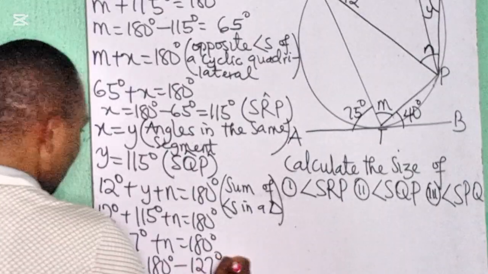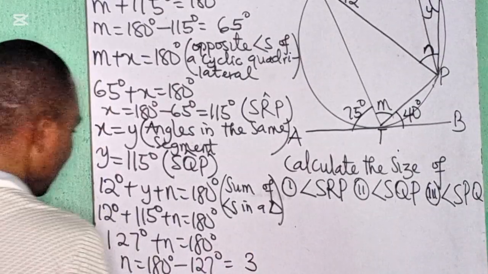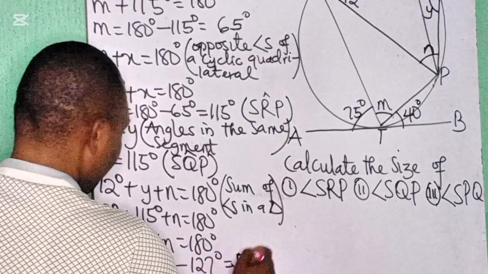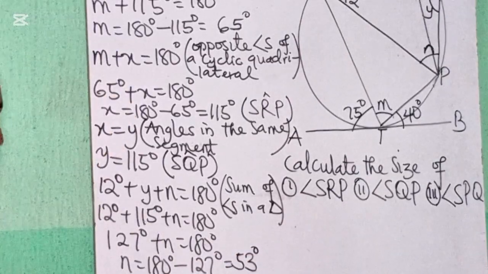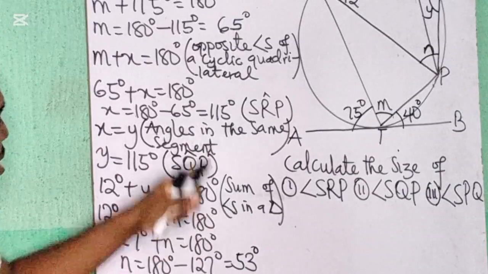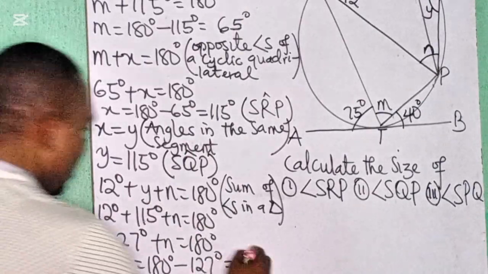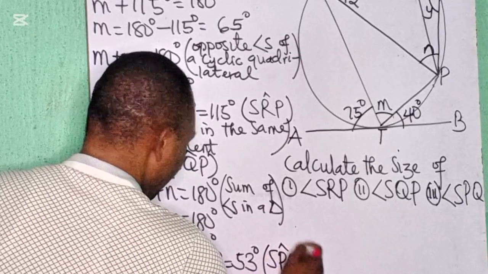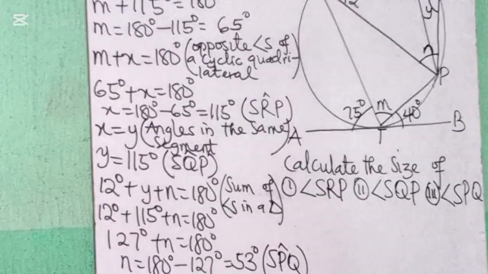That will give us 53 degrees. So our angle SPQ is 53 degrees. Am I communicating? So these are the answers.